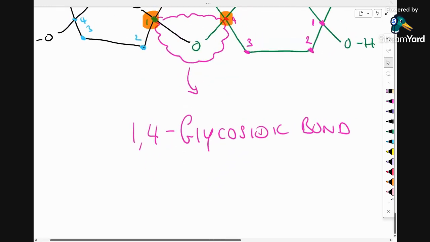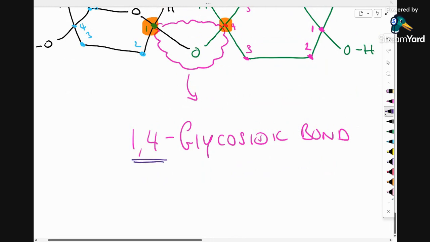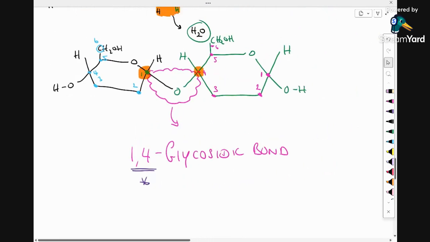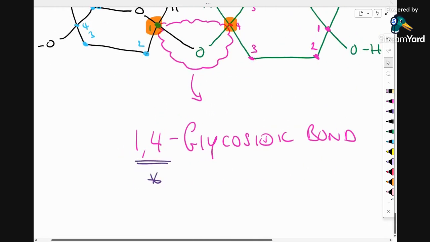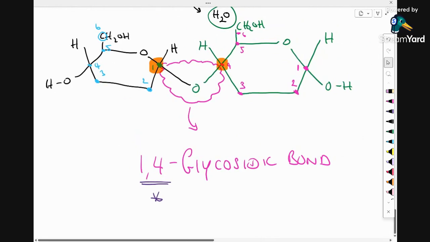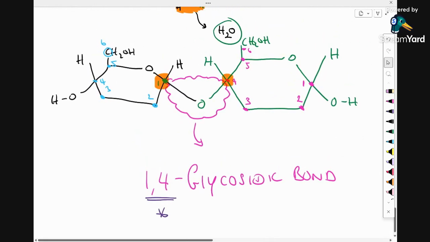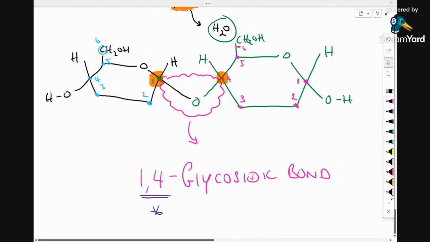And the reason I make that point is because this actually does change, right? We'll come across examples where we have something like a 1,6 glycosidic bond, for example. But in this case, it's a 1,4. And if you want to be really posh, you can denote which types of glucose, which isomers, alpha or beta, we are joining together. In this case, both of these were alphas, so we simply call this an alpha 1,4 glycosidic bond.